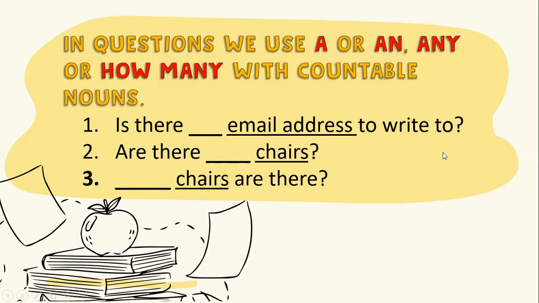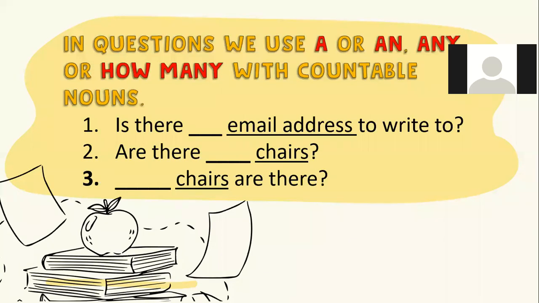Now we have here three examples. Could you please answer number one, Stanley? Stanley, is there a blank email address to write to? What should we use? An. Okay, very good. Is there an email address? Because email starts with E, which is a vowel sound. Okay, let's have number two.